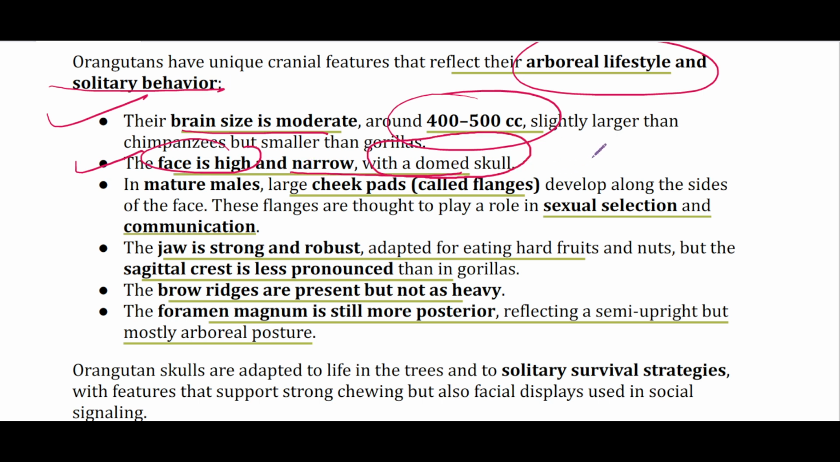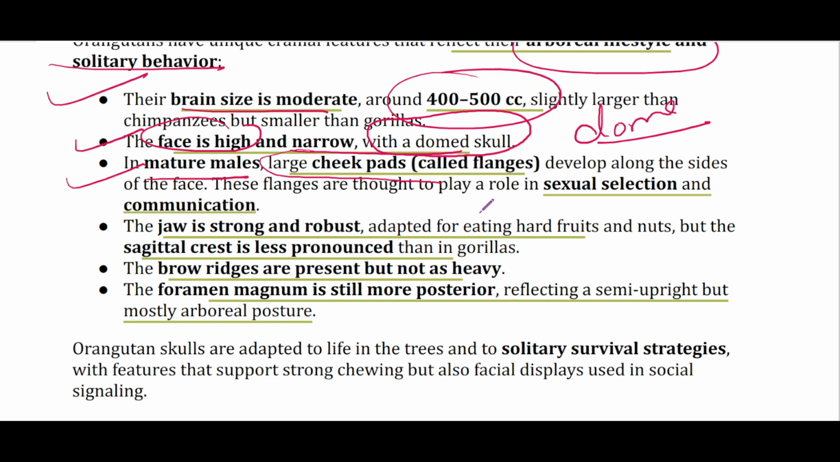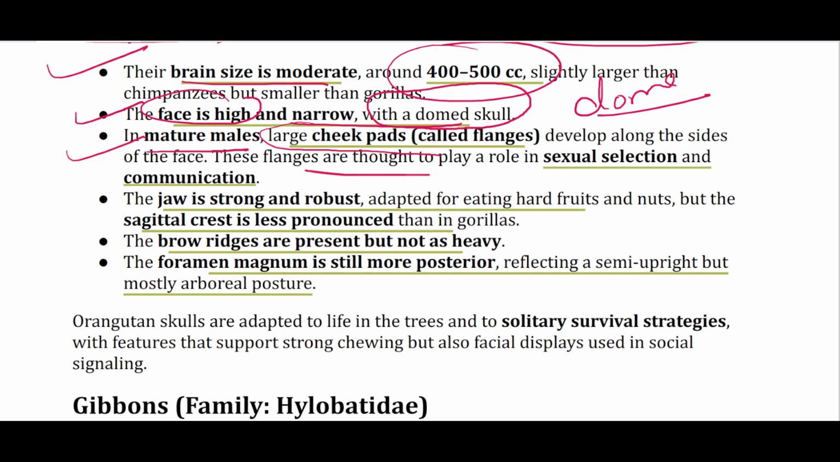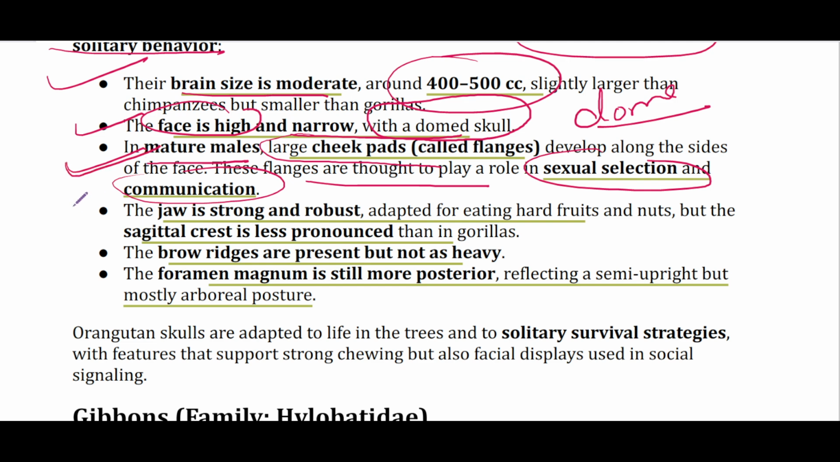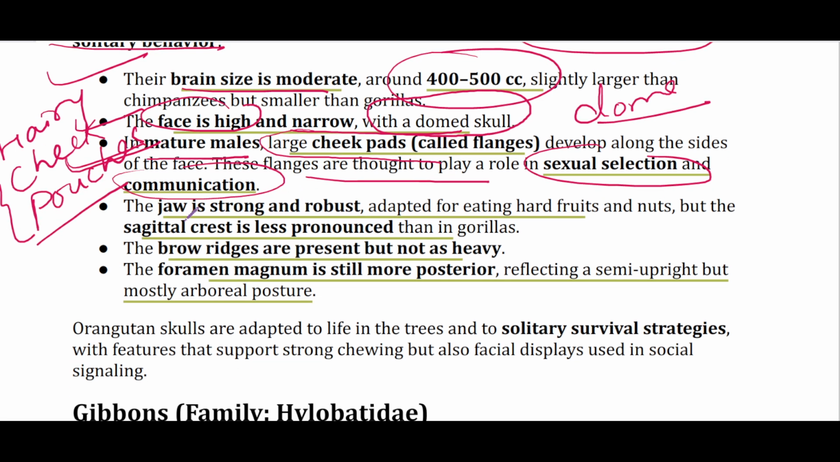The skull is in the shape of a dome. Then in mature males, they have large cheek pads or flanges, and these flanges are thought to play a role in sexual selection and communication. And these flanges are nothing but hairy cheek pouches. जो आप इनके पिक्स सर्च करेंगे स्पेशली एडल्ट orangutans तो आपको समझ में आ जाएगा.